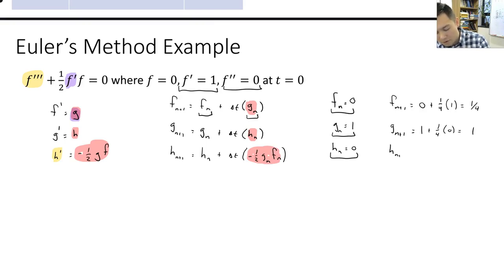And then our h_{n+1} value would be our initial value, 0, plus our time step, 1/4, times minus 1/2 times g_n, which is initially 1, times f_n, which is initially 0. So this remains 0. And so these would be the values we would have at t equals a quarter. Once we've completed the full step, we could then use those values to determine the next step.